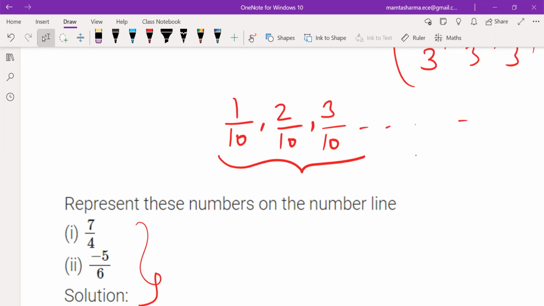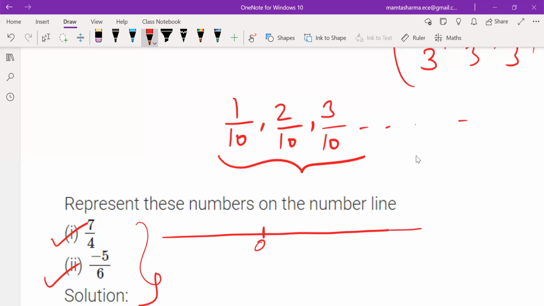You have to draw two number lines. Represent these two numbers on different number lines. For 7 by 4, one minute.